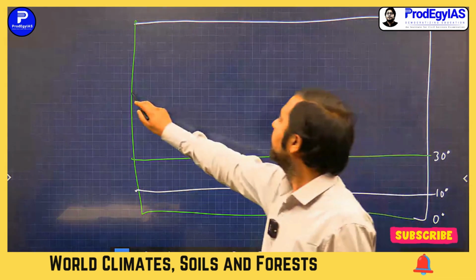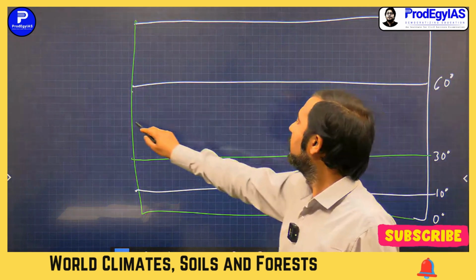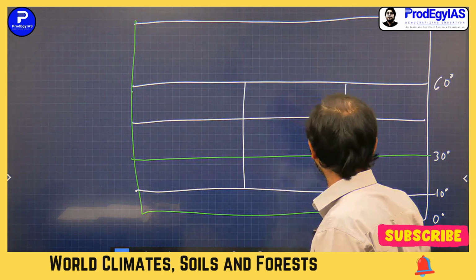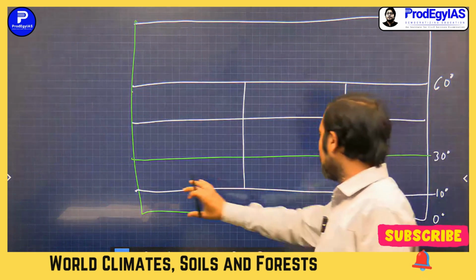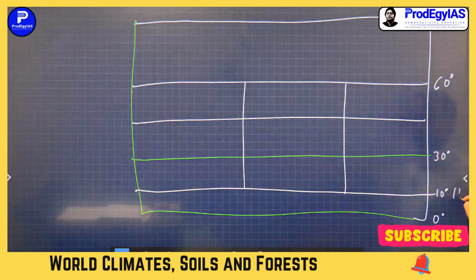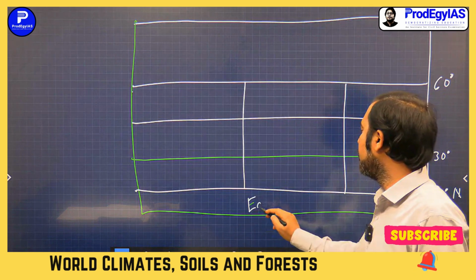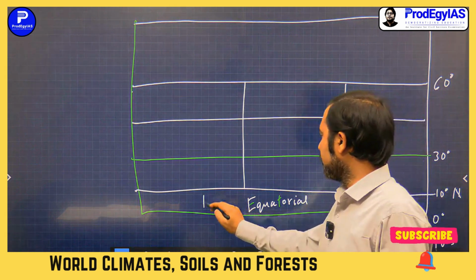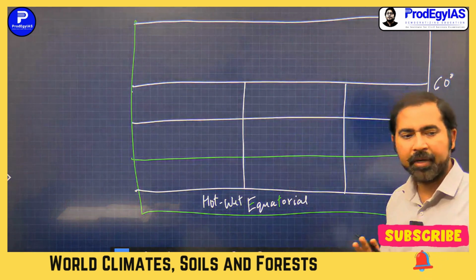Then this is 60 degree. World climatic zones are divided in this manner. In this zone, between 10 degree north and 10 degree south, it is called equatorial. Full name is hot, wet equatorial climate, right?